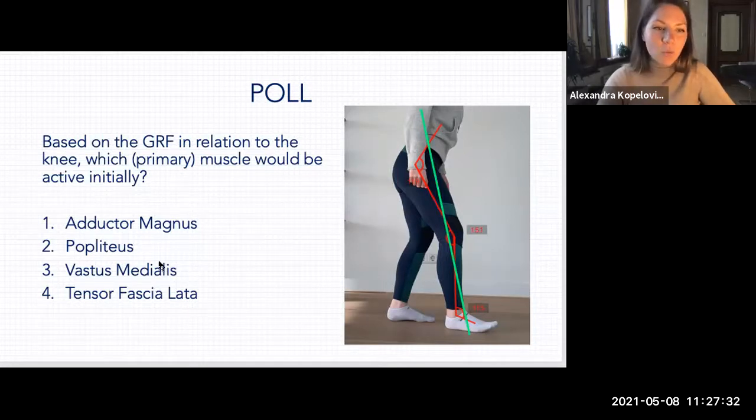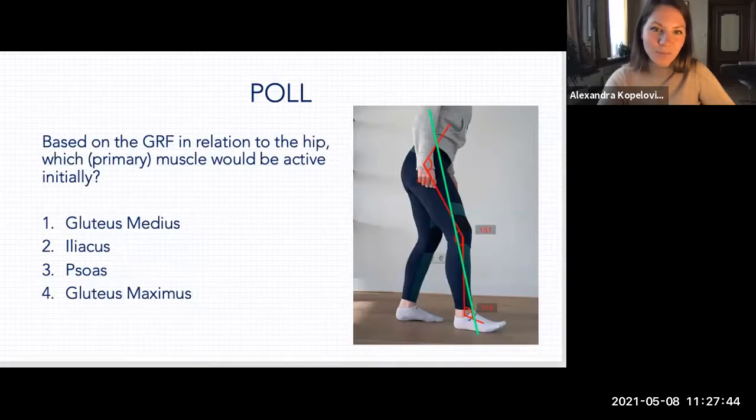And the second answer was popliteus. Popliteus would be the correct answer if the line of gravity was anterior to the knee joint, not posterior. Good job, everyone. Okay, and I think we have one more to go.